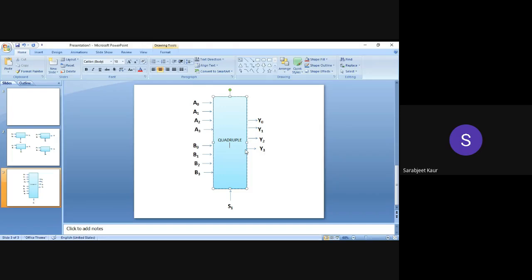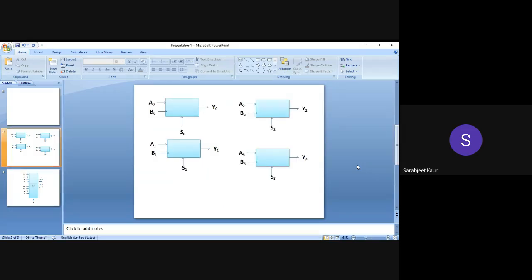Let's pause your discussion here, and I want to go back to the previous slide once more so that I can explain something else to you. The first thing is you are able to understand the difference between an 8 cross 1 mux and a quadruple 2 cross 1 mux, right? Right.